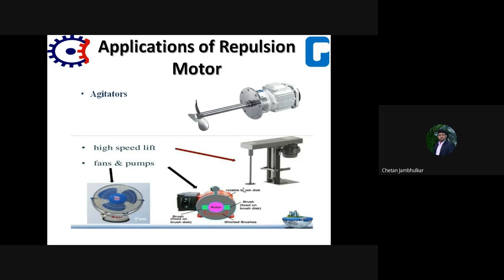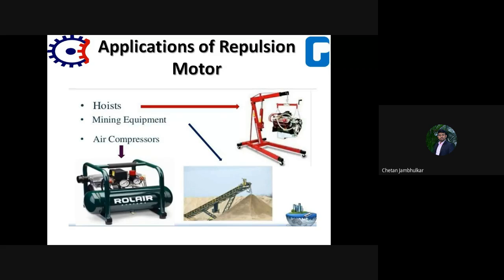So that the load is compensated. That's why we use this repulsion motor in pumps. And this repulsion motor is also used in hoists, mining equipment and air compressors. So we can use this repulsion motor in hoists, mining equipment and air compressors. These are the applications of the repulsion motor.